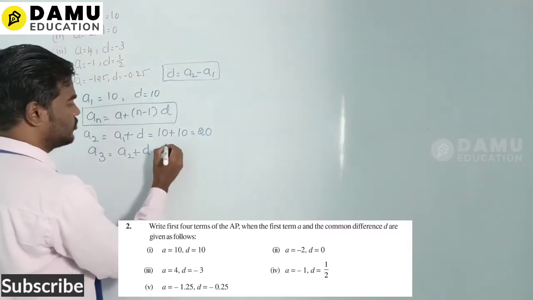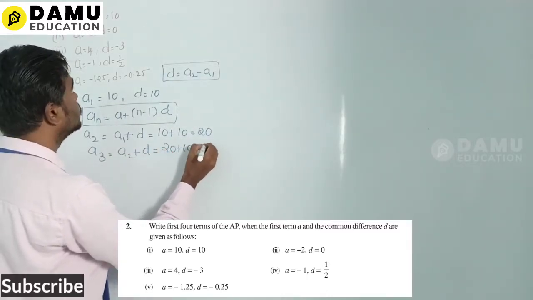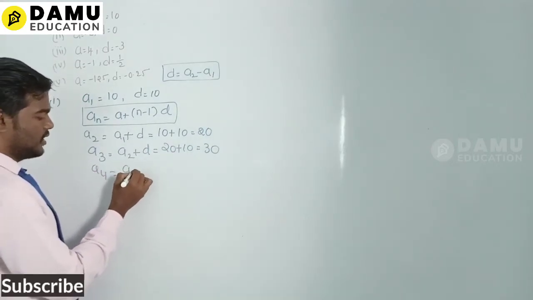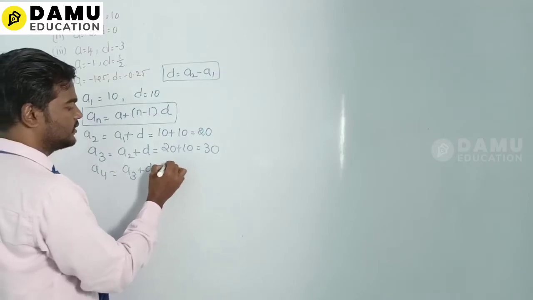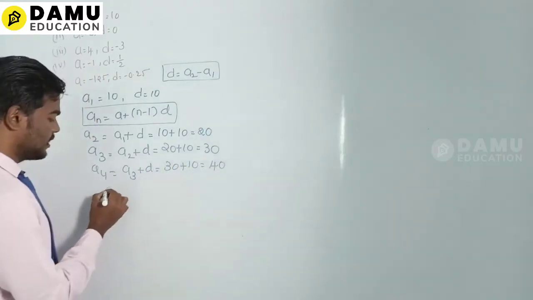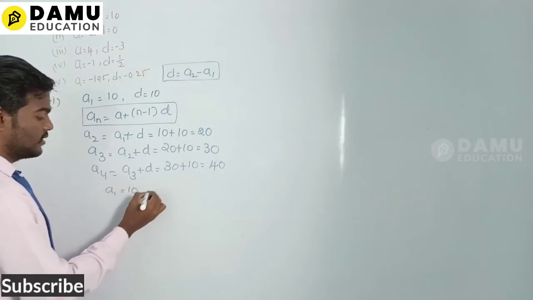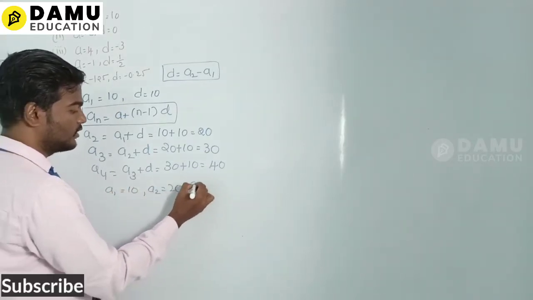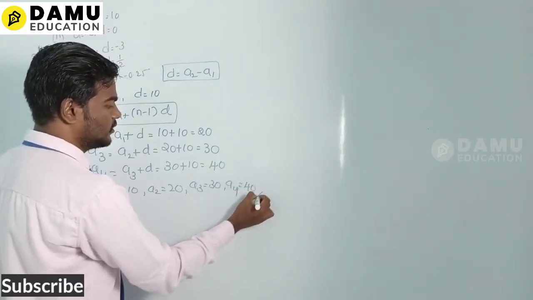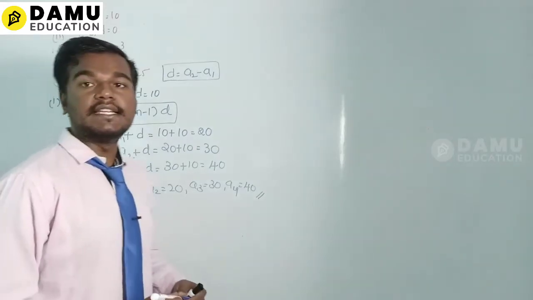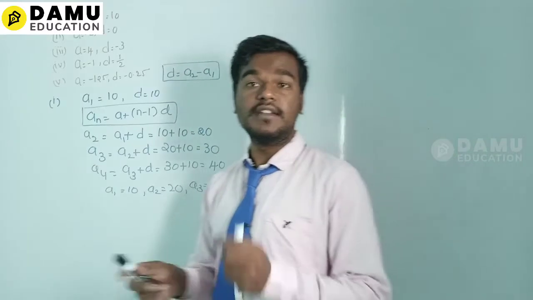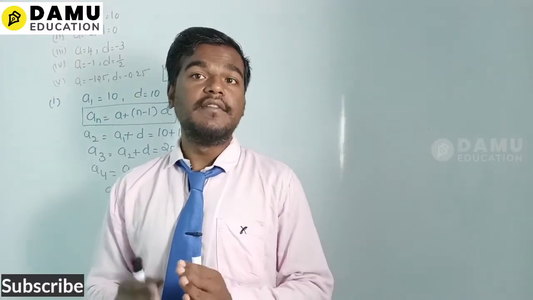So a3 will be equal to 20 plus 10, which is 30. Then a4 is a3 plus d, so 30 plus 10. What value do we get? 40. So a1 is 10, a2 is 20, a3 is 30, and a4 is 40. In this arithmetic progression, the four terms a1, a2, a3, a4 are 10, 20, 30, 40, and the common difference d is 10.